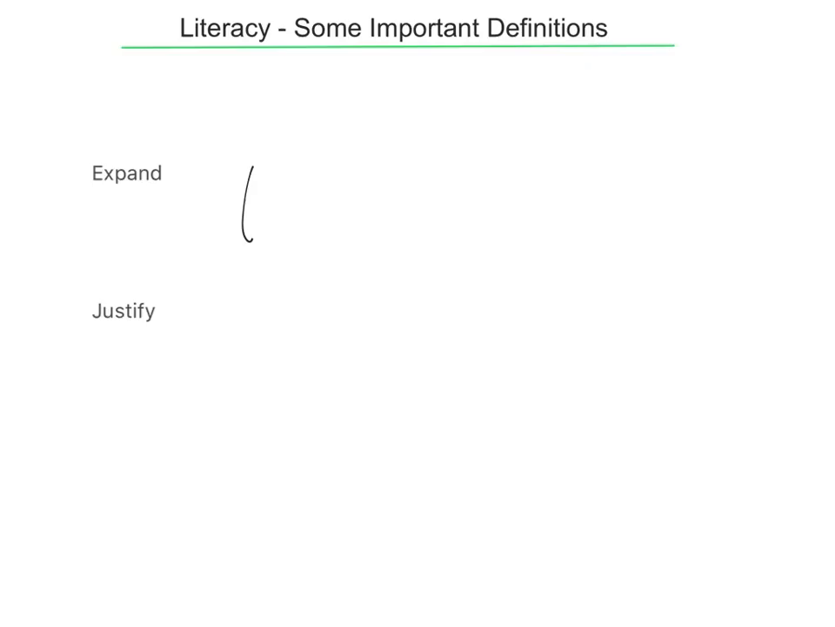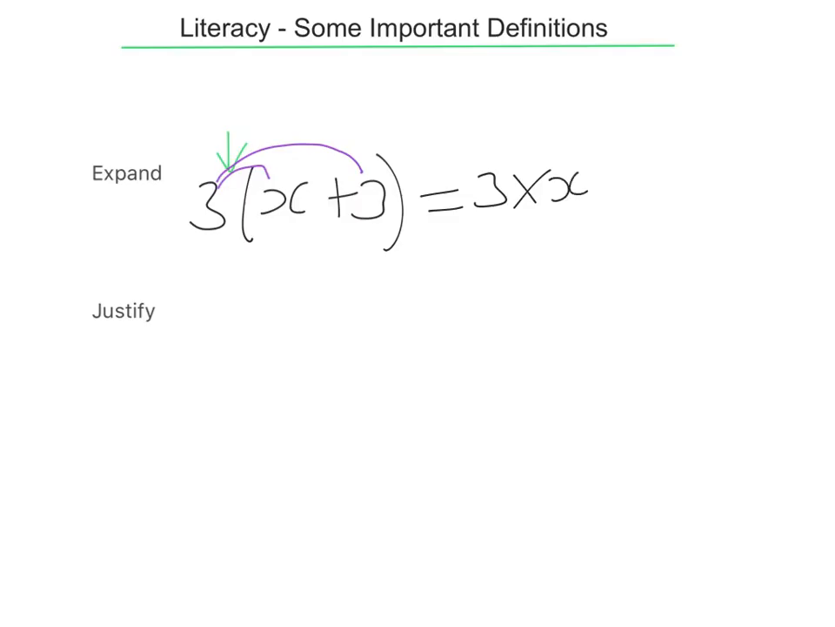When we expand, that just really means get rid of the brackets. So here's an example of a number multiplied by a bracket. Remembering, of course, in between where there's nothing shown, there is a multiplication sign there. What we need to do is multiply 3 by each term inside the bracket. 3 times x and 3 times plus 3. That will give me 3 times x plus 3 times 3, which is 3x plus 9. So I have expanded the bracket.